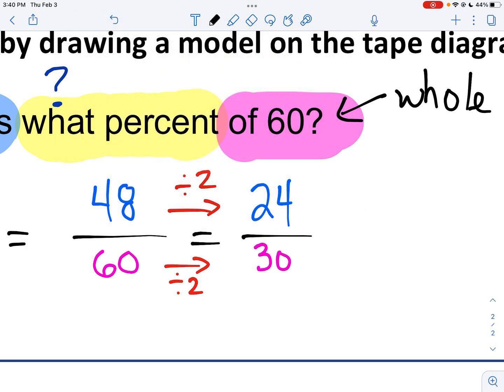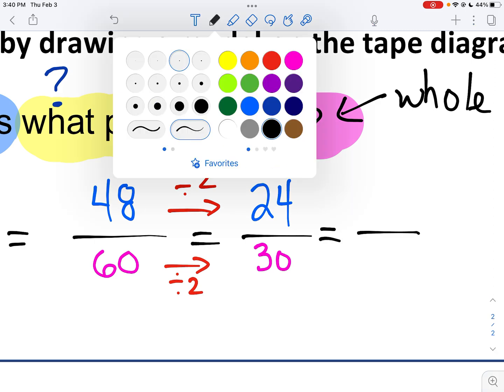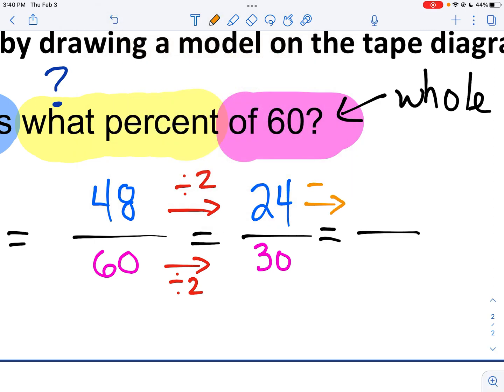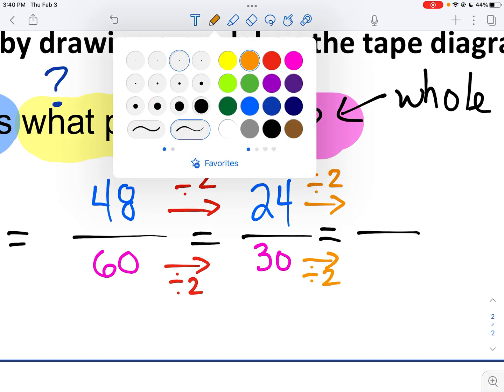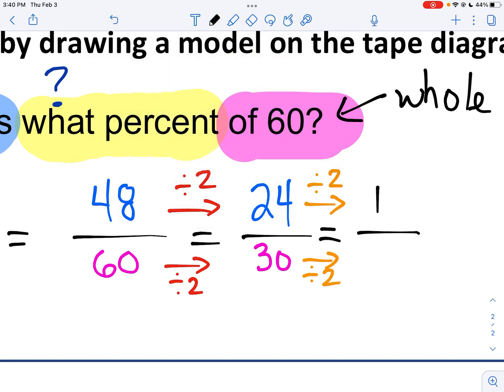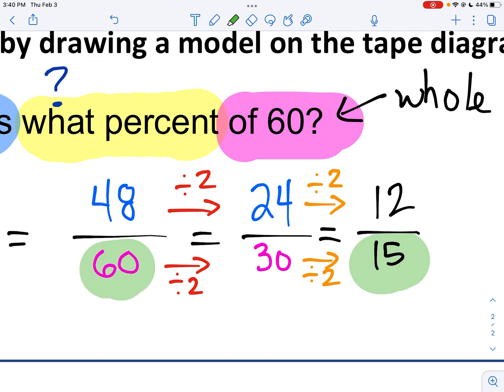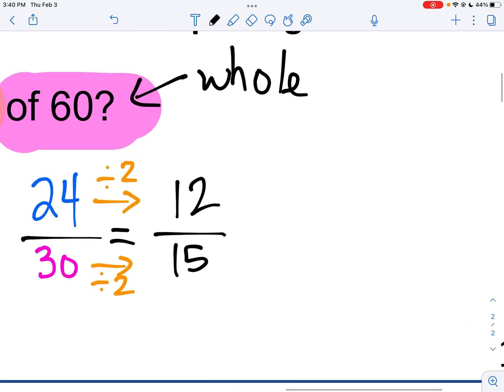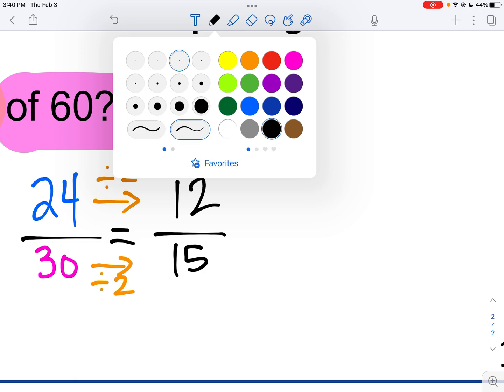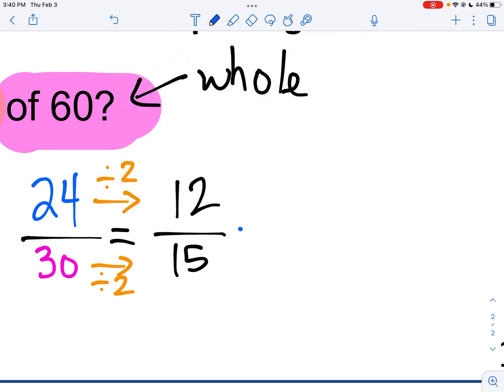I see that they're both even again, so I'm going to divide by 2 again. Half of 24 and half of 30. You can use a calculator. It's 12/15. At this point, I can stop and think, making 15 parts is better than 60, but maybe I can make even less. I noticed that 12 is even, but 15 is odd. So that means I'm not going to divide by 2 this time.